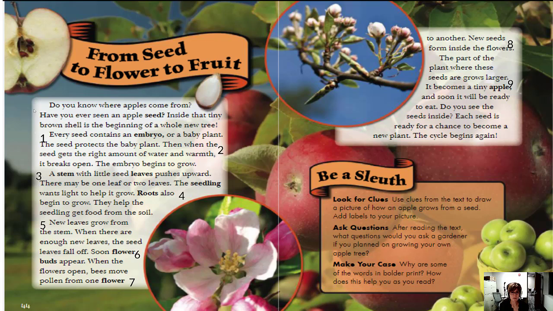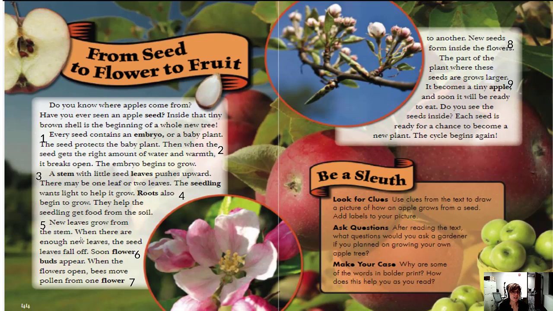Soon flower buds appear. When the flower opens, bees move pollen from one flower to another. New seeds form inside the flowers. The part of the plant where the seeds are grows larger. It becomes a tiny apple, and soon it will be ready to eat. Do you see the seed inside? Each seed is ready for a chance to become a new plant. The cycle begins again.